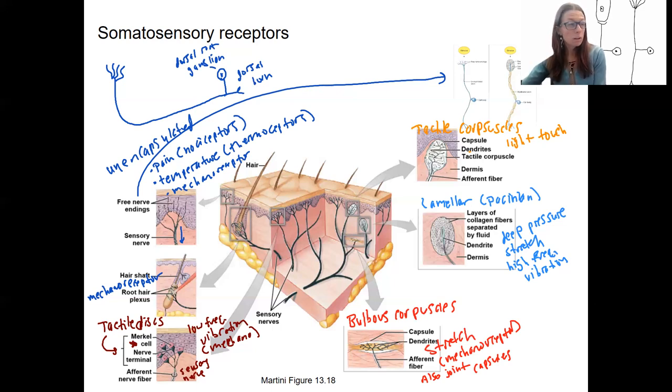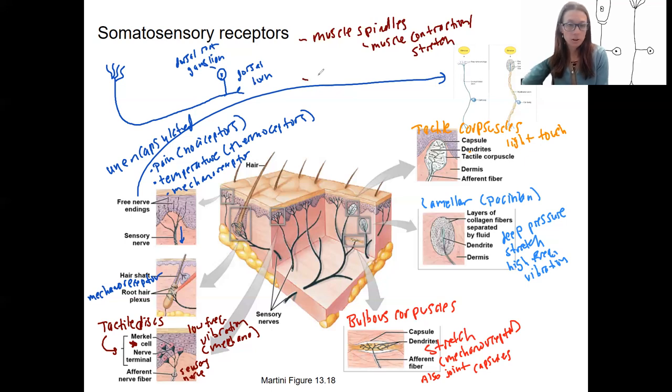There are two more I want to mention. I'm gonna make them in red because they are associated with muscles and tendons. So one is muscle spindles. You will see these with reflexes. These are going to detect muscle contraction and stretch, so the length of the muscle. This is a type of mechanoreceptor.